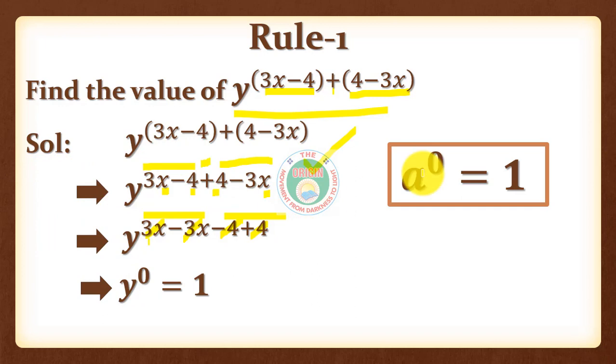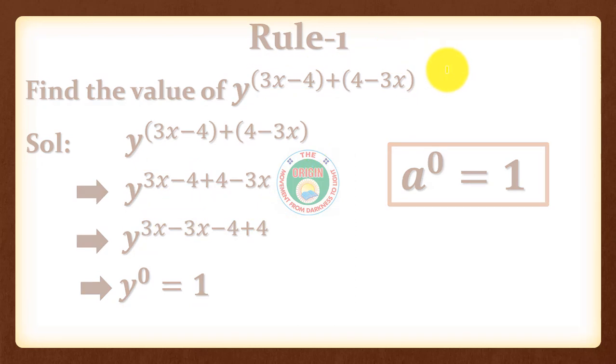Then y power 0. Already what is the first rule? A power 0, anything power 0 equal to 1, already we discussed. Here y power 0 equal to 1. So this is the process when algebraic expressions has given.